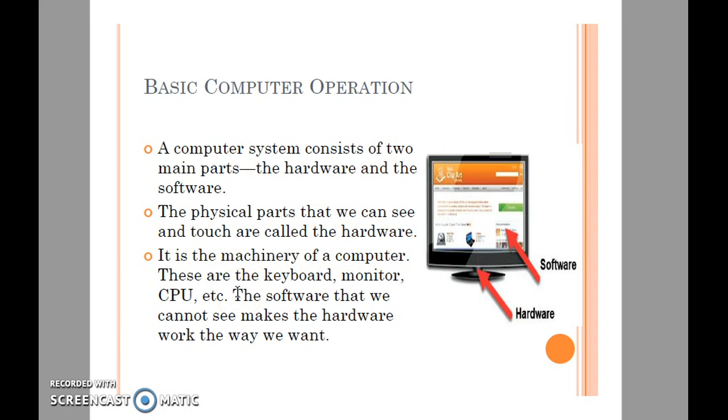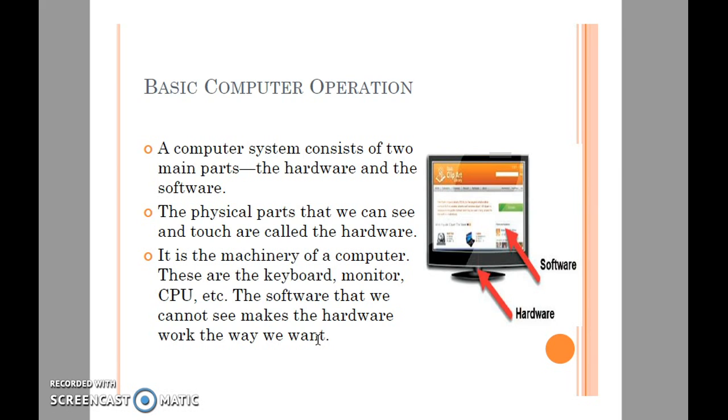And what is software? Software is what we cannot see but makes the hardware work the way we want. It is the machinery of the computer. The keyboard, monitor, CPU, etc. are hardware. But software we cannot see, yet it makes the hardware work the way we want.